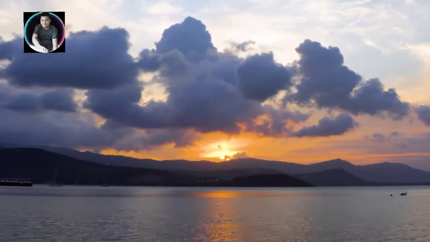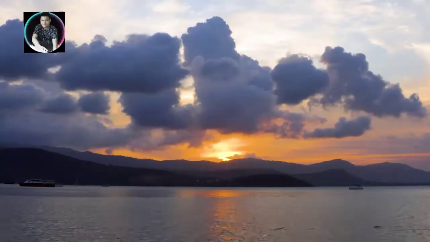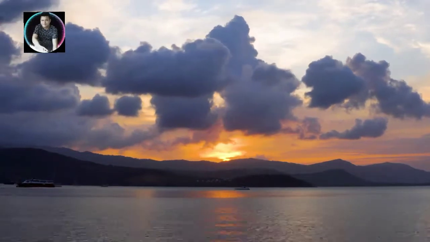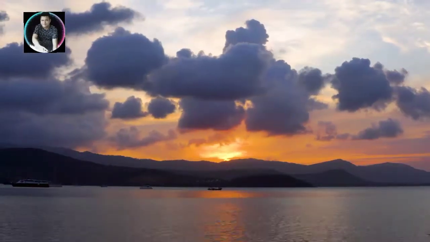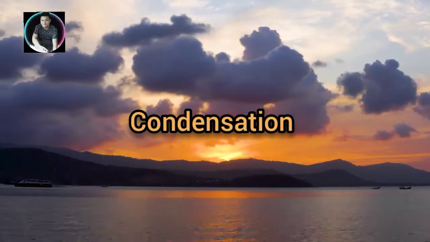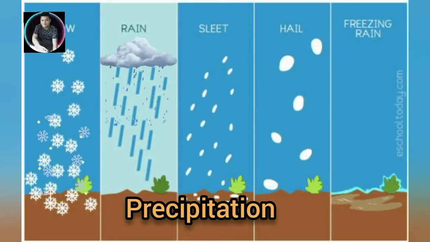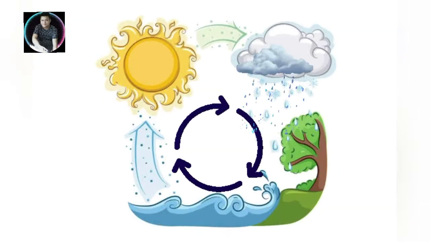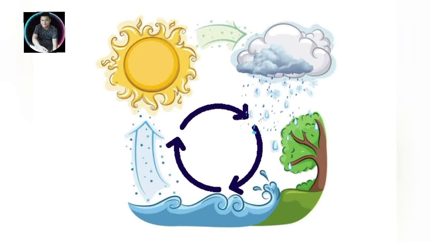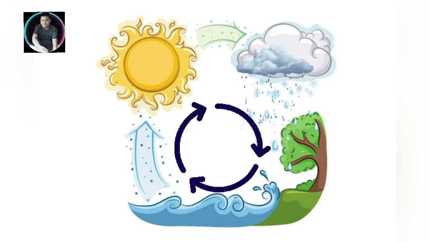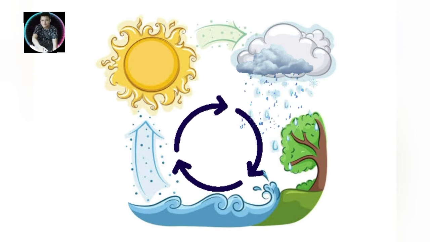Water vapor cools and condenses into liquid water while floating in the air, generating clouds, a process known as condensation. This water eventually falls as rain, sleet, hail, or snow from the clouds in the sky. This is referred to as precipitation. When rain falls on land, the water runs down into streams and rivers before eventually returning to the sea. The sun then heats the sea water, and the cycle begins again.